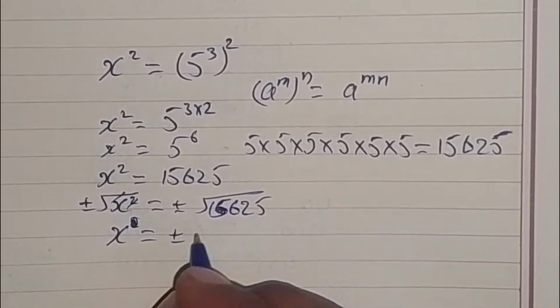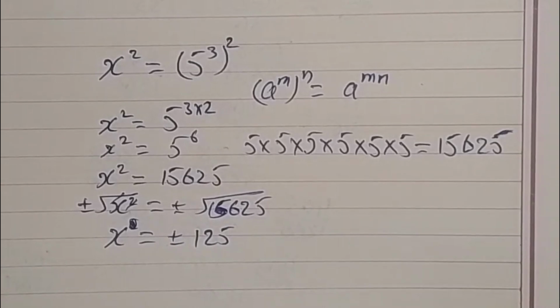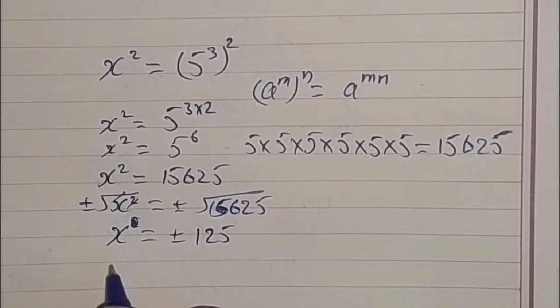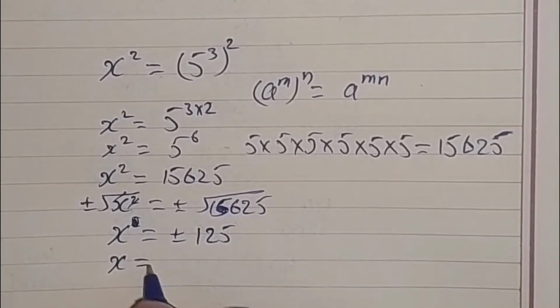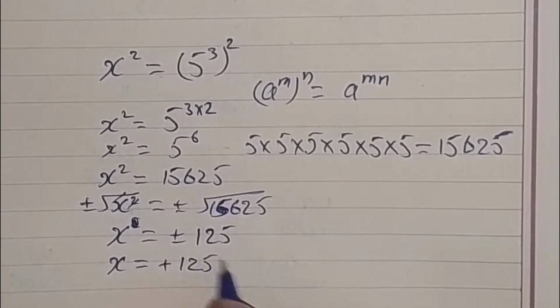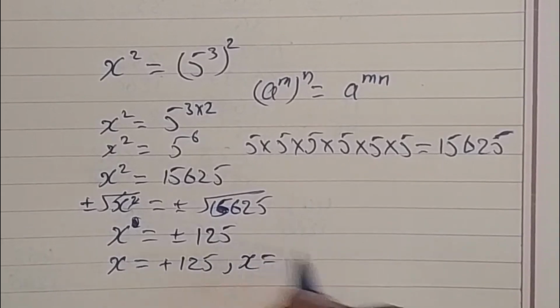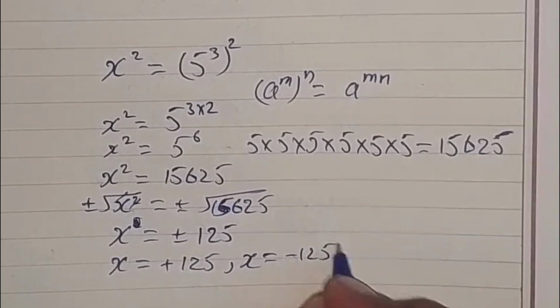plus minus 125. So the value of x is plus 125 and x is equal to minus 125.